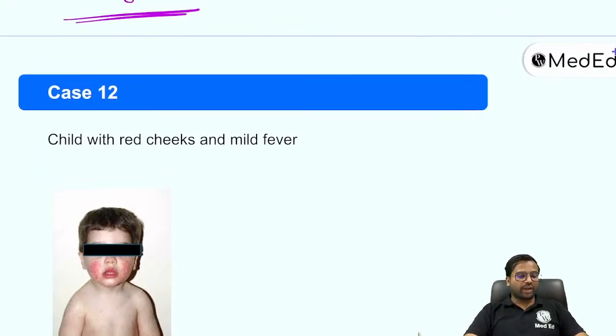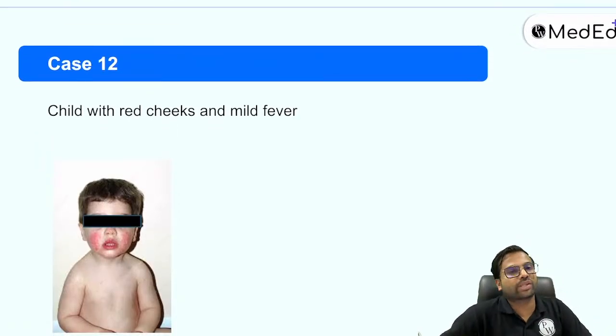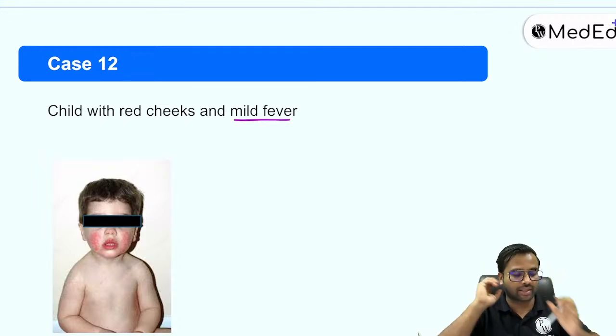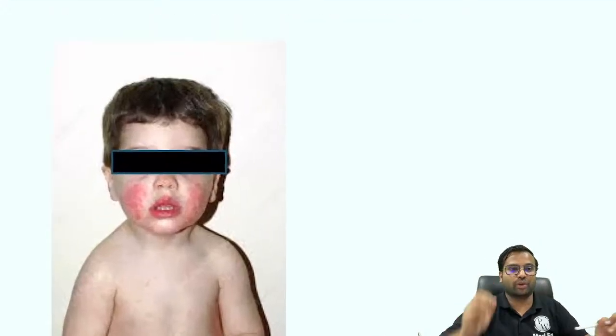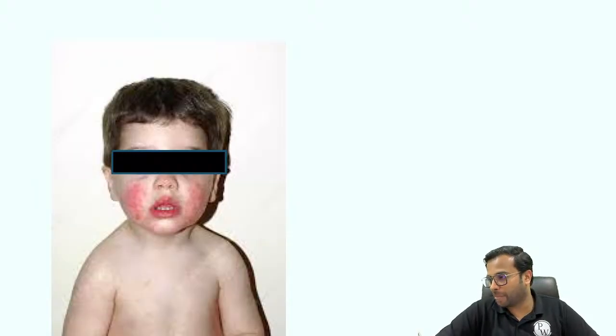So till now we were getting patients who were adults. Now we have got a child who is coming to your OPD, and this child is having a mild fever along with red cheeks. So I'll just zoom this image for you. This is how the child looks. Now what comes to your mind?